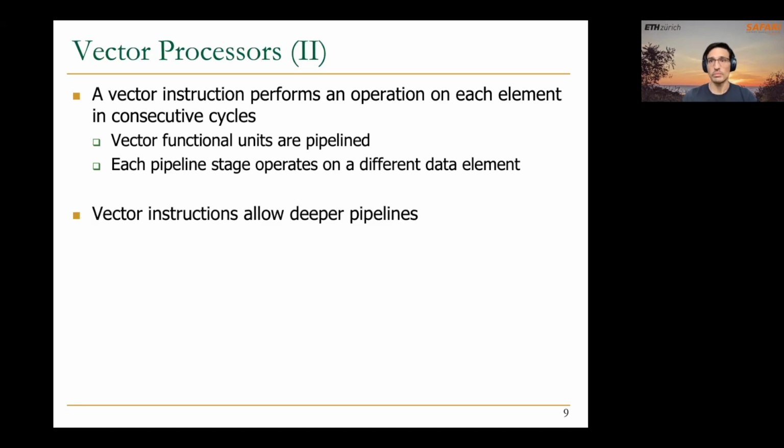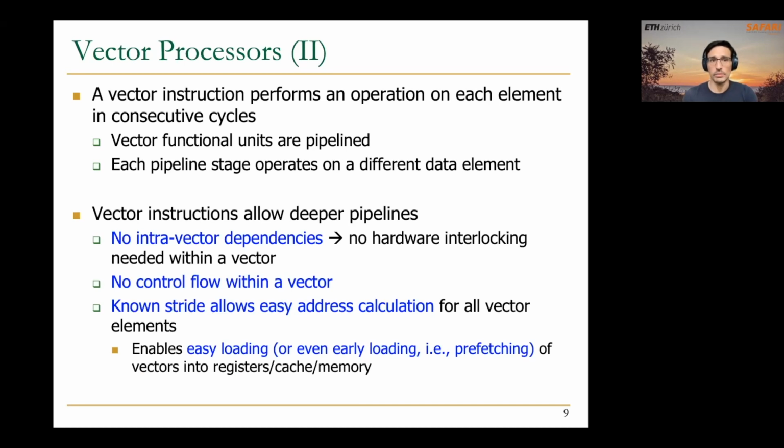The good thing is that because we are going to use vector processors typically to execute long loops, for loops, for example, as in the code that we just discussed in the previous slide, this allows us to have wide vector lengths and allow deeper pipelines. And this has certain advantages because there are no intra-vector dependencies, so there is no hardware interlocking needed within a vector. There is no control flow within a vector because we perform exactly the same instruction on all the elements of the vector.